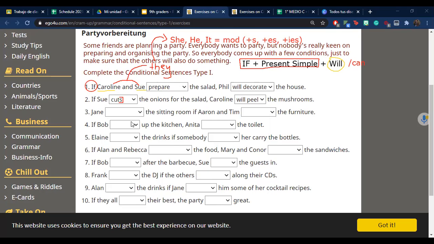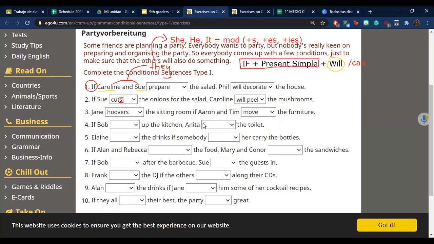Participation. Benjamín González. Soon. Okay, if Jane will hover the sitting room. Jane hovers. If Aaron will move the furniture. Yeah. And Jane. Yeah, Jane. Hoovers. Yeah. Yeah, tres. Move. Okay, okay. Vamos acá.